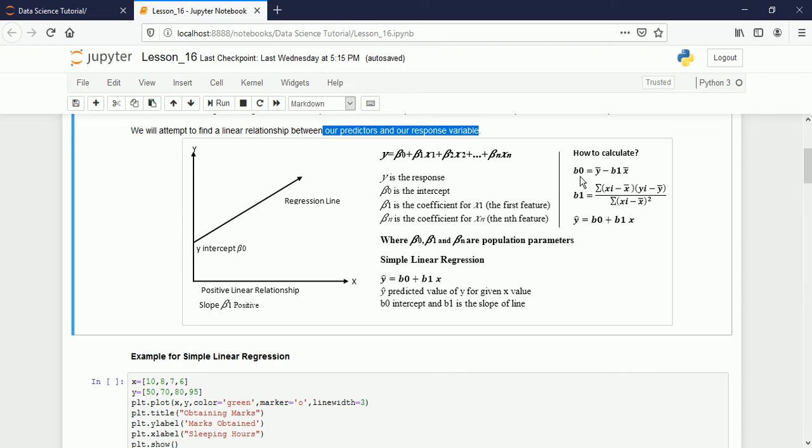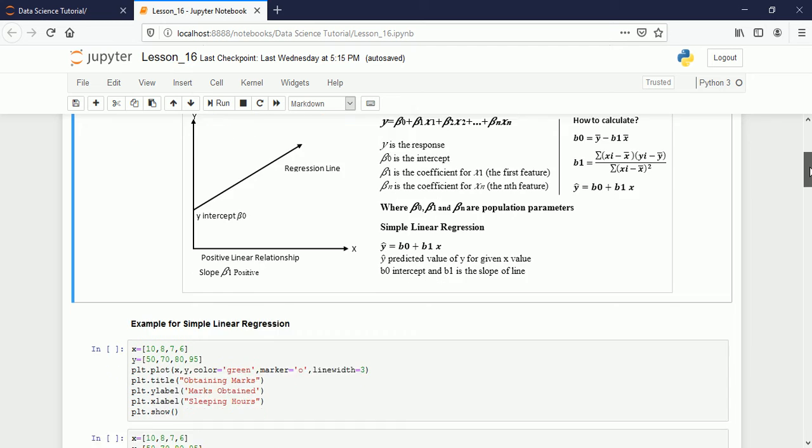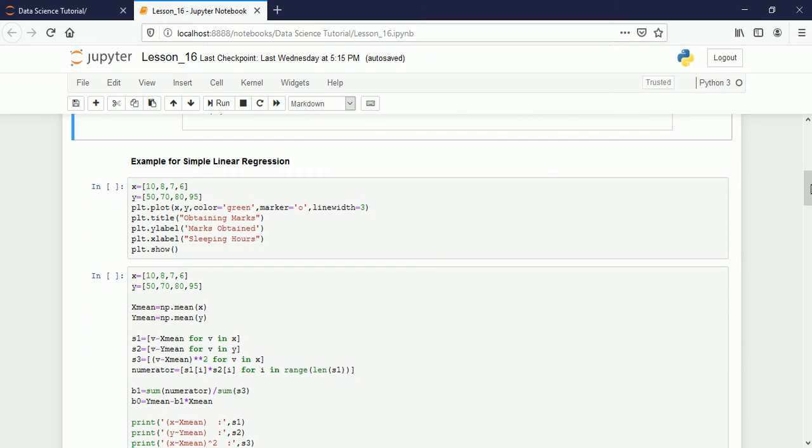Now b naught and b1, we found, put them in this formula. It will give you the predicted value for y. Now let's see here, for example, the examples are given here.